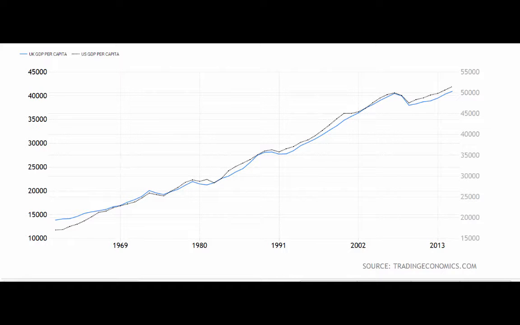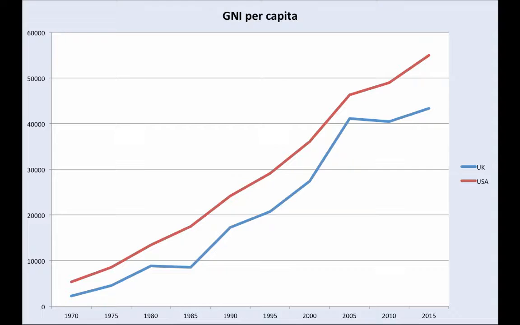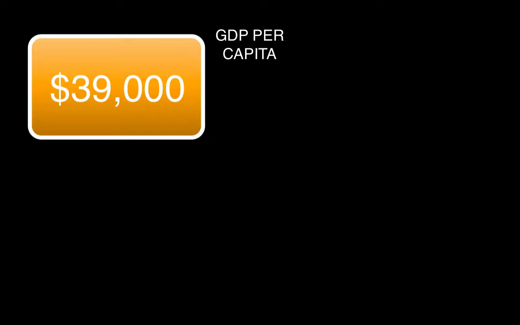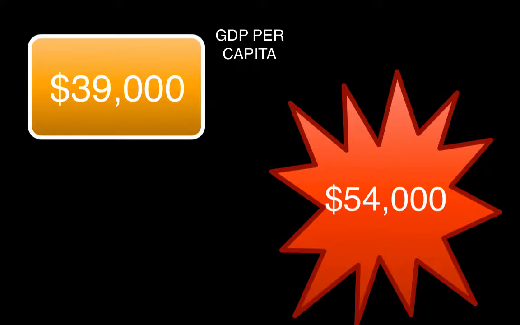GDP per capita and the GNI per capita run very similarly over the past 20 years, and both have continued to see these values climb. The GDP per capita for the United Kingdom is approximately $39,000, compared to the United States at $54,000.